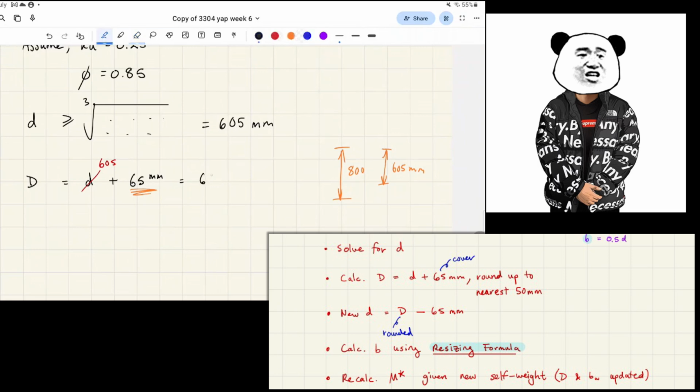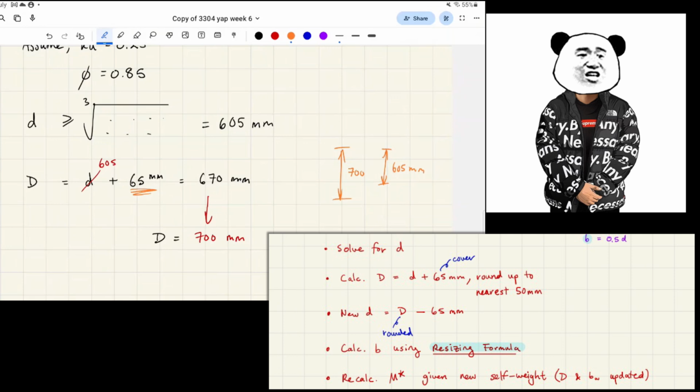But here's where it gets even stupider, because we round up to a neat number. That's what they call it. I would say that means up to the nearest 50. So we actually take D as 700 mil. So now instead of 800, we've changed this to 700. Are we following, everyone? Yes.